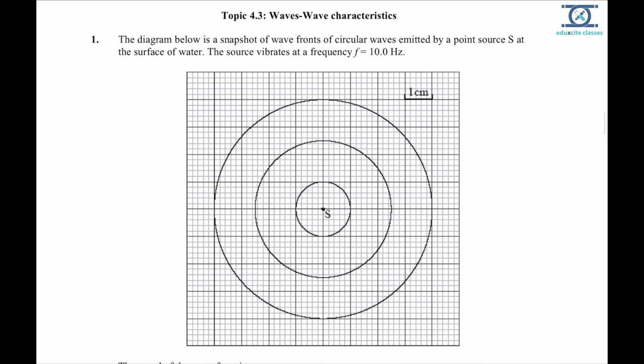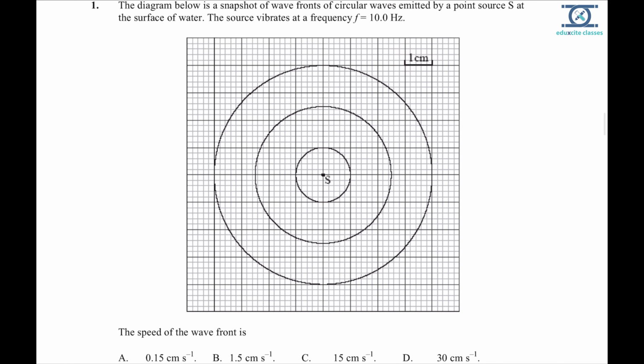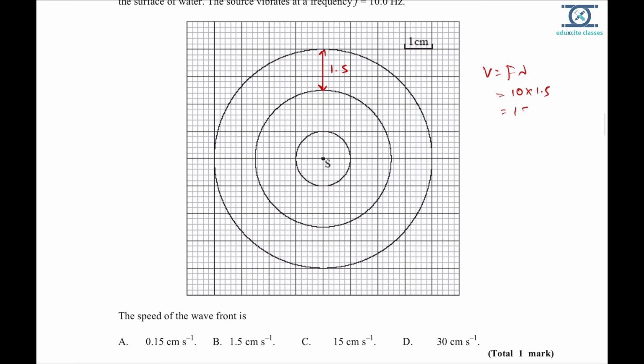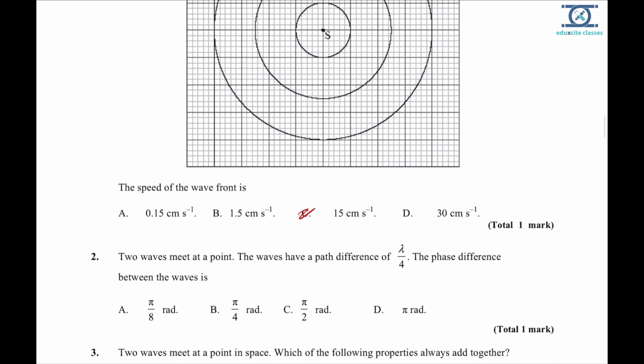Now 4.3 wave characteristics. A wavefront diagram is given for a circular wavefront. The frequency is 10 Hz and one block denotes 1 centimeter. For the speed of the wave, again v equals f lambda. So the distance between two wavefronts is nothing but your wavelength. So frequency is 10, wavelength is 1.5. The units are in centimeter only, so it will be 15 centimeter per second. Option C is the right answer.